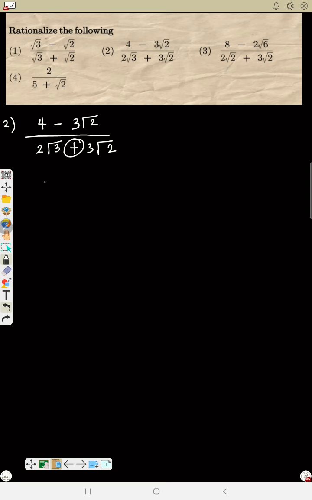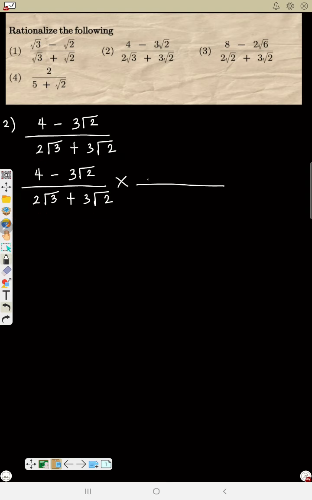Now the sign is plus here, so I'm going to change this sign to minus 3 root 2. So I'm multiplying both numerator and denominator by that. So that means I'll have this times 2 root 3 minus 3 root 2. I'm changing this sign here to minus, but I'll repeat it here also: 2 root 3 minus 3 root 2.